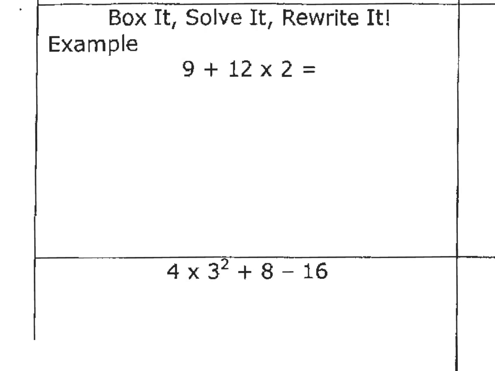So let's look first. We have addition and we have multiplication. Order of operations tells us to do multiplication first, so we box it. Then we solve it. 12 times 2 is 24.